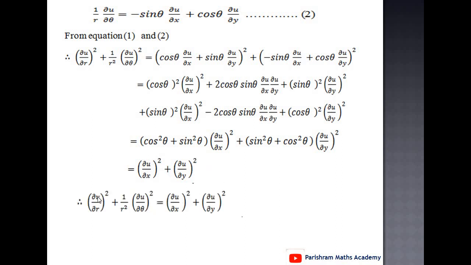And therefore (∂u/∂r)² plus 1/r² into (∂u/∂θ)² equals (∂u/∂x)² plus (∂u/∂y)², which is the required solution of the given example.